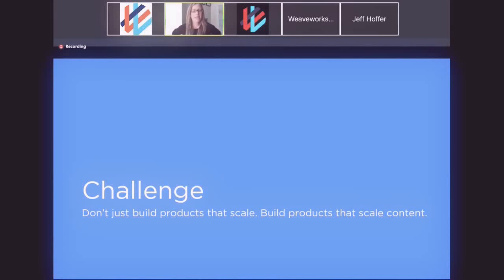So that was kind of a whirlwind overview of how we're building a platform that scales. But that platform is really there in order to enable you to scale your application. And my challenge to you today is really not just to build an application that scales, but to build an application that scales in terms of content as well.